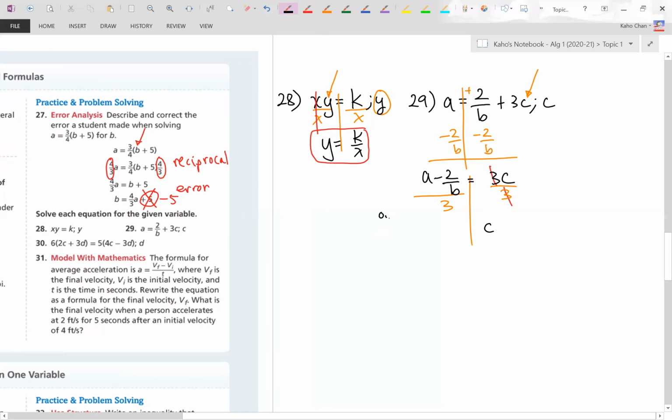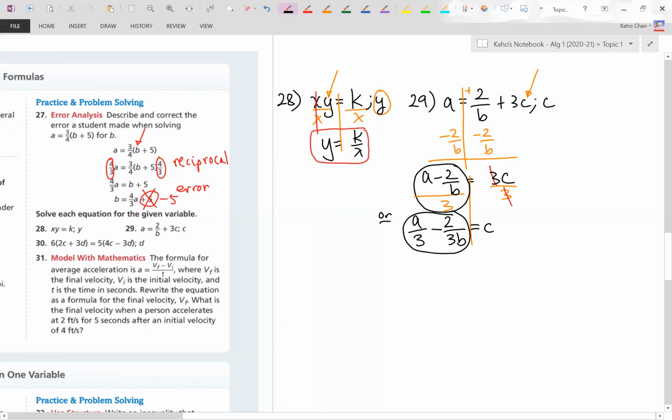Or I will take this as well. Watch this. A divided by 3 minus 2 divided by B divided by 3. Don't we multiply by the reciprocal of 3 over 1, which is 1/3? This will be 2 over 3B. Okay? So there's 2 answers I will take. This guy or this guy.